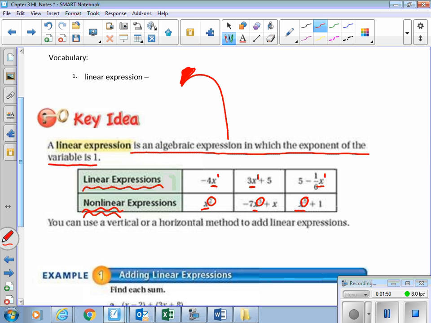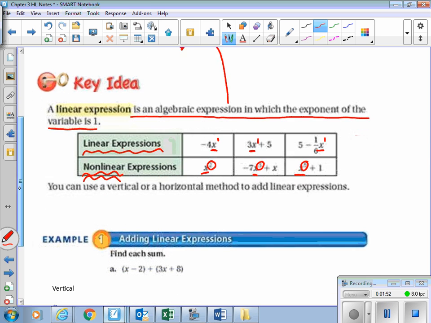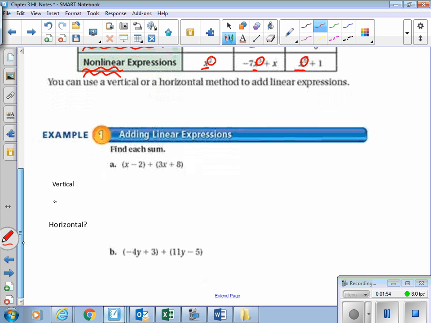But what we're going to talk about now is adding these linear expressions, finding the sum. And there's two ways of doing it. You can do it vertically or horizontally. Remember, vertically is up and down, versus horizontal, left to right. In the first one, I see x minus 2 plus 3x plus 8. And I know that this is linear because these x's have an exponent of 1. So we're going to add these.